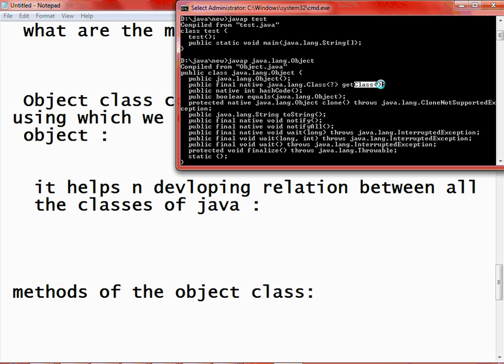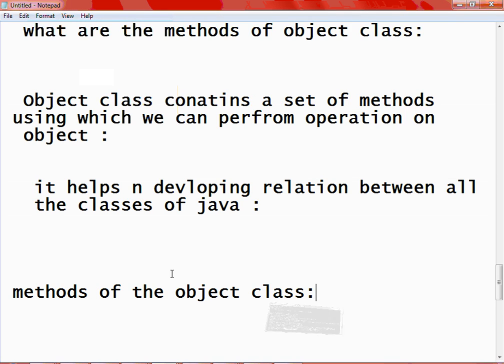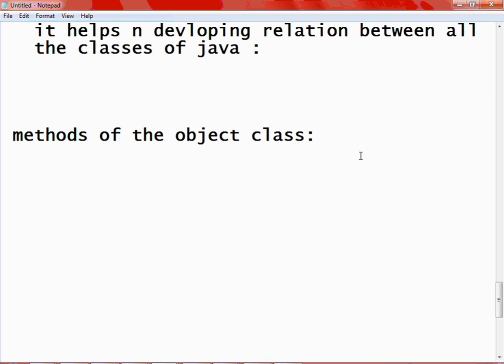We have the getClass method, hashCode method, equals, clone method, toString, notify, notifyAll, three versions of the wait method, and the finalize method. These are the various methods. We'll define all of them one by one. First is the Object class constructor.